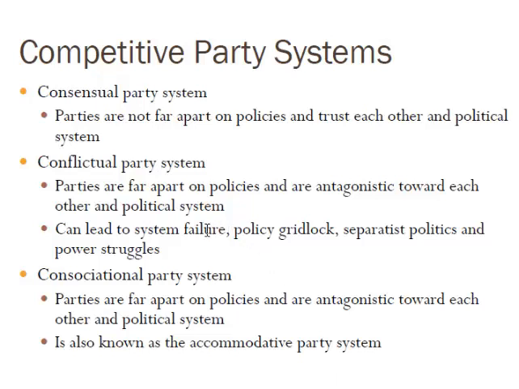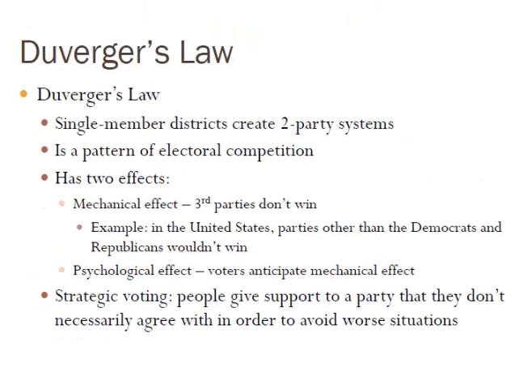This, of course, can also lead to system failure, policy gridlock, which means nothing gets passed, separatist politics, where political parties try to distinguish themselves, and power struggles. And I guess this one is something similar to what we have in the United States today, where the Democrats and Republicans try to torpedo each other's ideas. So interestingly enough, we have a system in the U.S. where the parties really aren't that far apart, but they hate each other so much that it causes gridlock. Okay, you have the consociational party system, which is really where parties are far apart, but I guess they have to compromise at one point or another. But again, these are just possibilities.